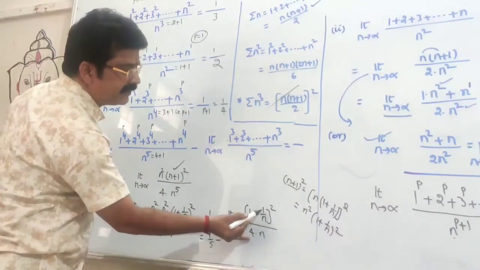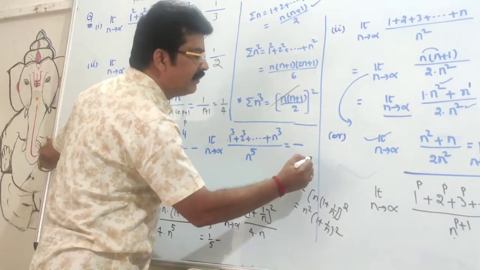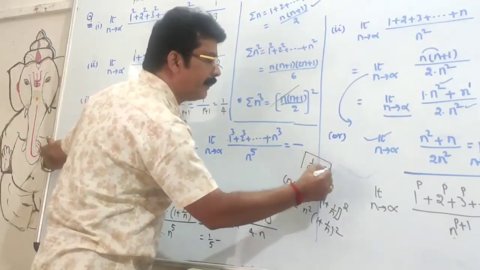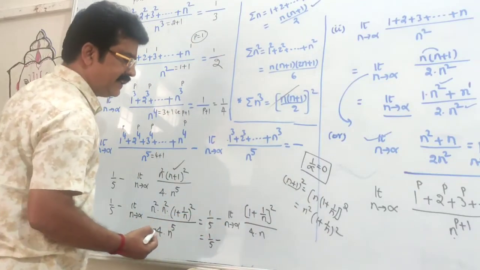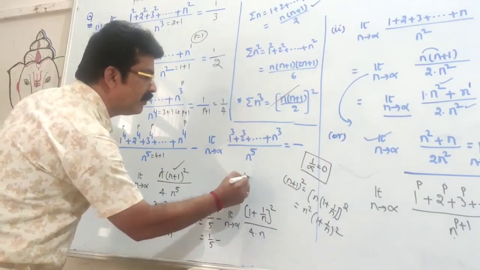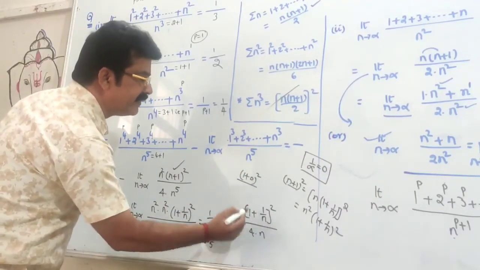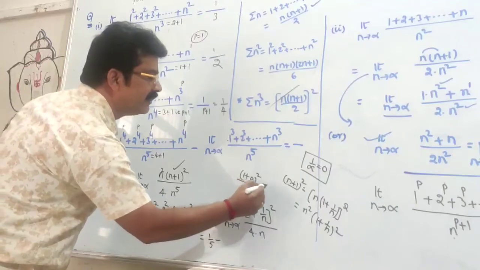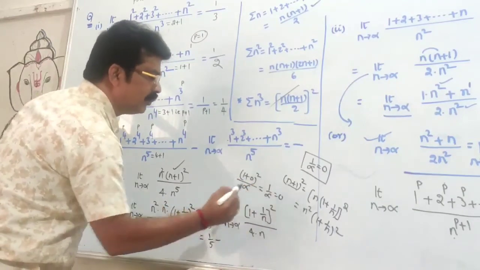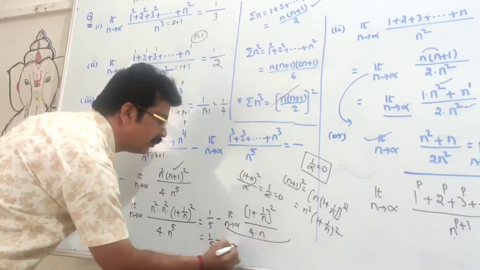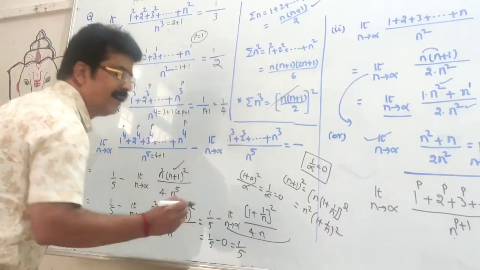n tends to infinity means 1 by infinity. Basically the formula is 1 by infinity, value 0. So it is 1 plus, n tends to infinity means 0, whole square divided by n, infinity. So that is equal to 1 by infinity. So it is 0. So the total value is 0. So the answer is 1 by 5.